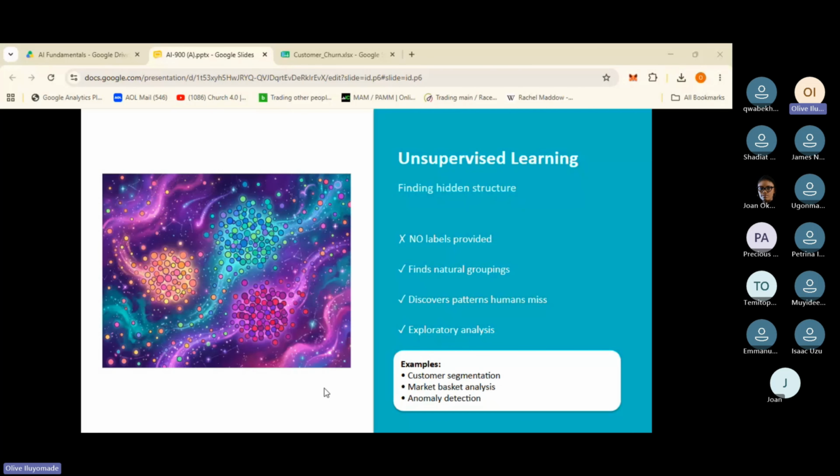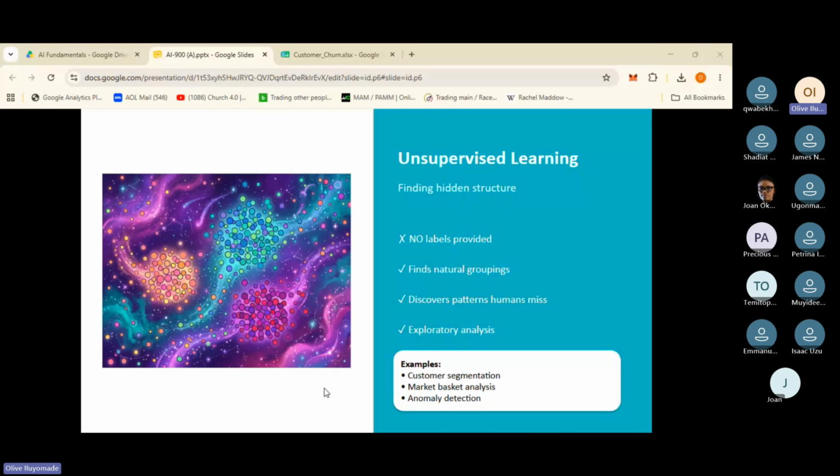Some examples are customer segmentation, which is putting customers into groups according to their behavior or similarities. Market basket analysis. Anomaly detection. Anomaly just means that particular data is different from the majority of the data. You look out for such things.